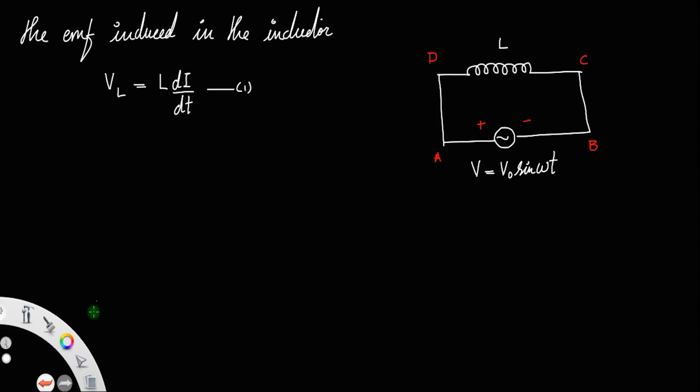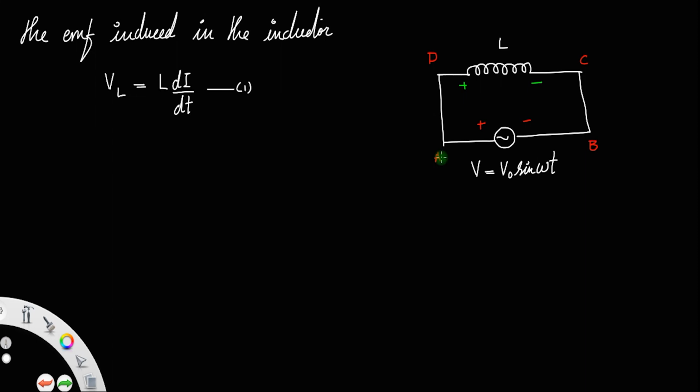But according to Lenz's law, the EMF induced in the inductor always opposes the source EMF. So if this is the polarity at any instant across the source voltage, the polarity formed across the inductor will be like this, because the positive polarity of the source is repelled by the positive polarity of the induced EMF. Induced EMF formed will always oppose the source EMF. That is in accordance with Lenz's law.